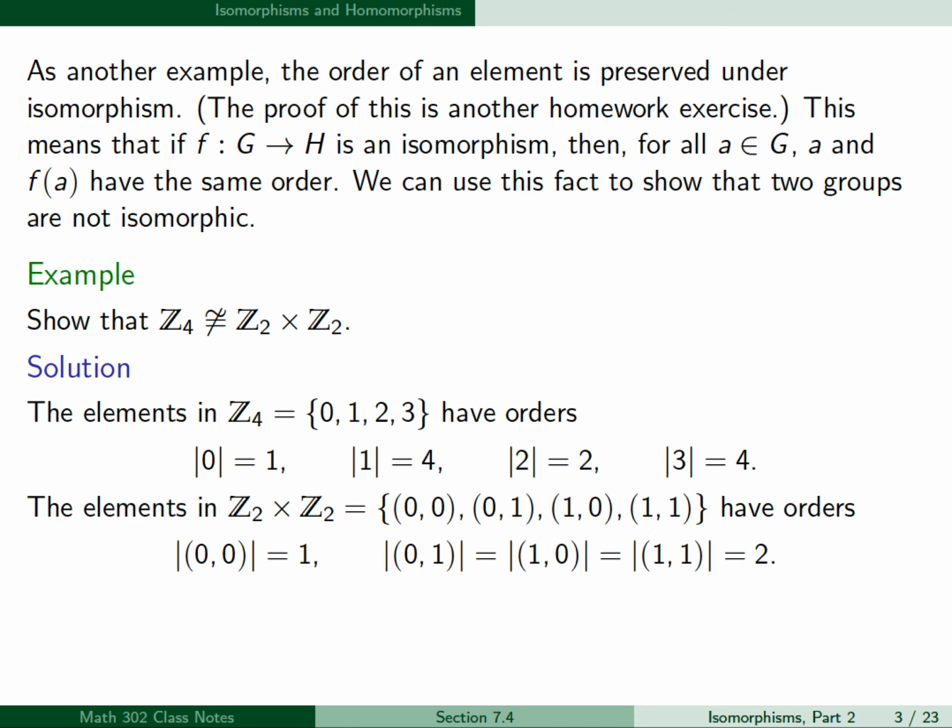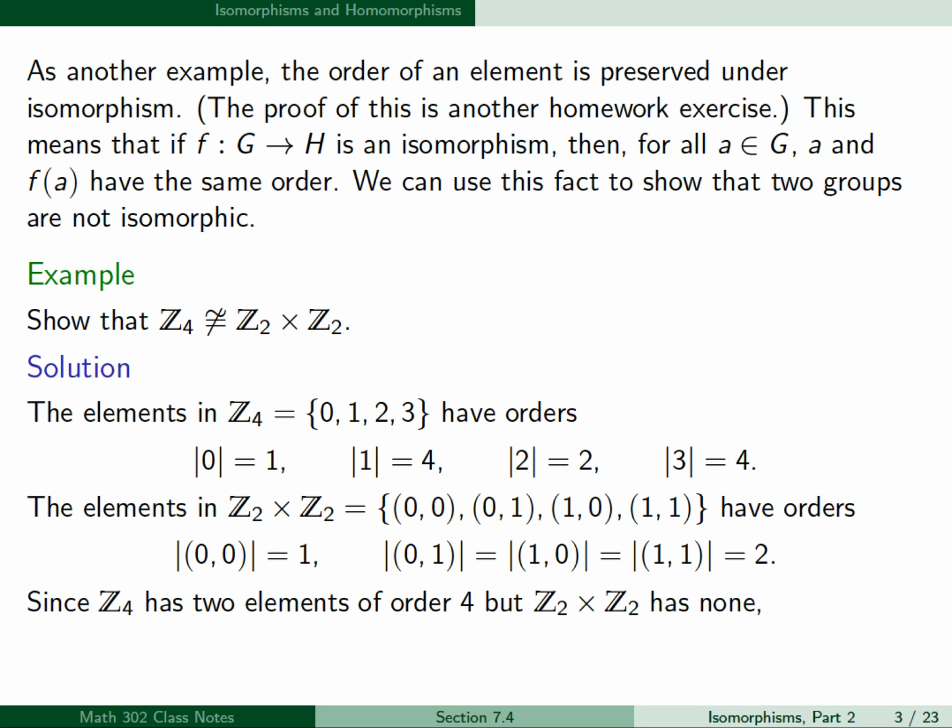The elements in Z2 cross Z2, which are the ordered pairs with the integers mod 2 as the entries, so that's the ordered pairs (0,0), (0,1), (1,0), and (1,1), have the following orders. The order of (0,0), the identity element, is 1, and the order of all the other three ordered pairs is 2. So since Z4 has two elements of order 4, but Z2 cross Z2 has none, the two groups cannot be isomorphic.